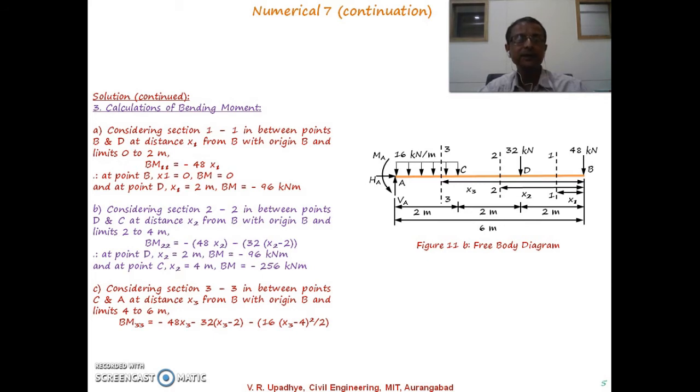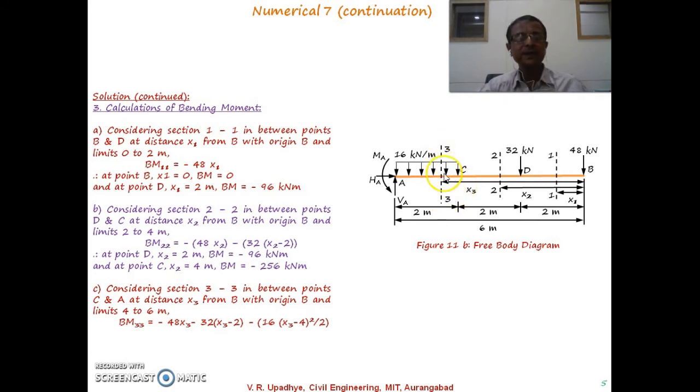So from B up to section 3-3 it is x3, and from B up to D, that is 2 meter. From B to D over here, this is 2 meter, and from B to section 3-3 this distance is x3. So the distance between D and 3-3 becomes x3 minus 2. So 32 into x3 minus 2. And for the UDL, from C up to section 3-3, that will be 16 kilonewton per meter, and the distance between C and section 3-3, that is x3 minus 4. x3 is the distance between B and section 3-3, and 4 is the distance from B up to C. So this distance from C up to section 3-3 becomes x3 minus 4.